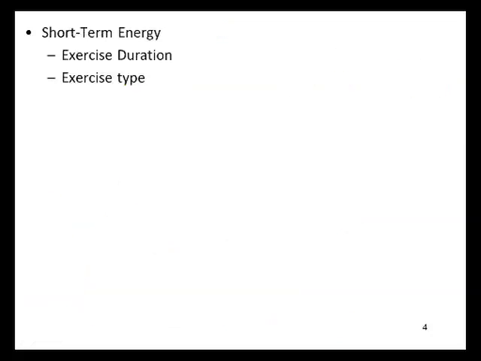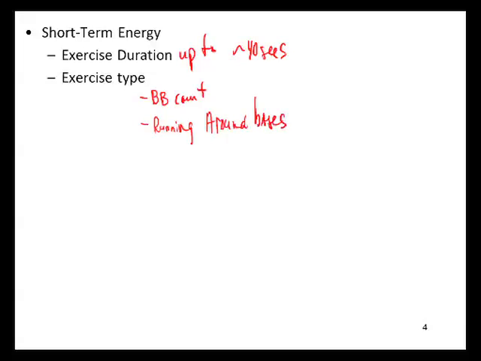Okay, short-term energy. This would be up to about 40 seconds. Exercises or activities that are taking upwards of 40 seconds. So we're talking running up and down a basketball court. You know, you hit a home run and you're running around all four bases. You are doing a 100-meter swim. Or you're running a 200 or 400-meter sprint.